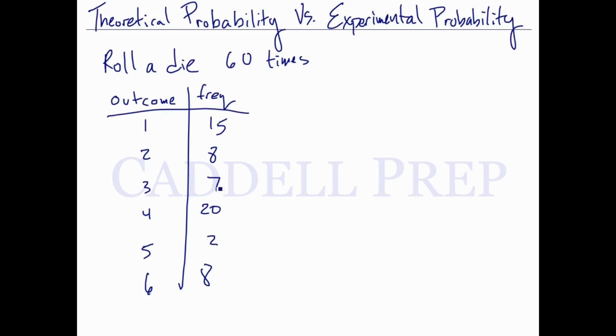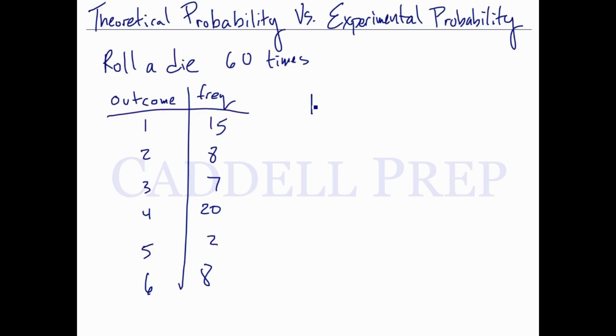So things didn't go as planned. For whatever reason, the 4 came out a lot more than the other numbers, and then a 1 came out 15 times. It wasn't the evenly distributed 10 times. So experimental probability will be based on these outcomes. So based on our experiment where we rolled the die 60 times, it seems like you're more likely to roll a 4 than you are to roll a 5, which only came out twice.